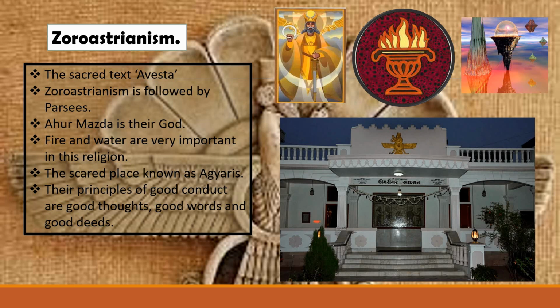Ahur Mazda is the name of their god. The elements of fire and water are very important in their religion. The sacred fire burns in the temples, which are known as Agiaries. At the core of Parsi thinking are three main principles of conduct, namely good thoughts, good words, and good deeds.